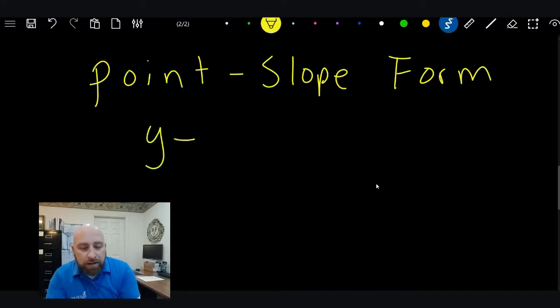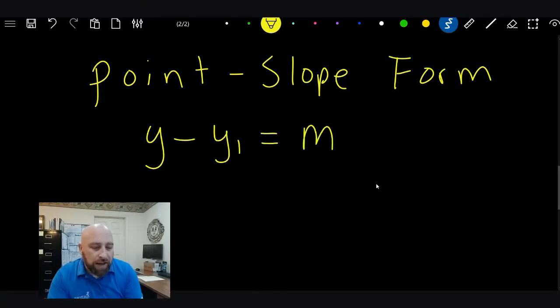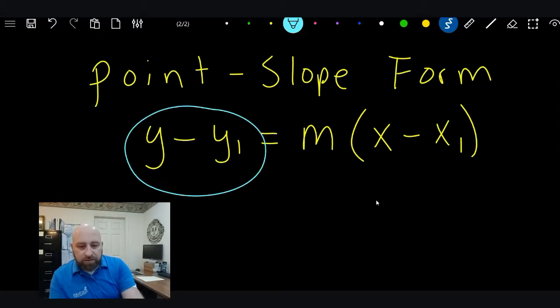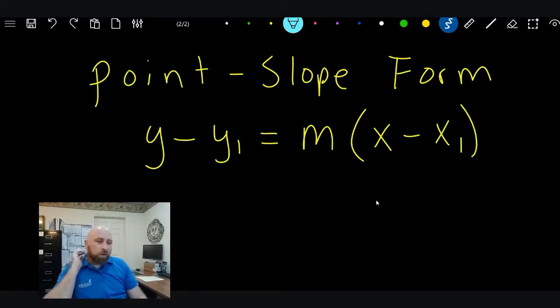y minus y1 equals m times x minus x1. Now, this one's a little bit tricky, and here's what makes it tricky. These make it tricky right here. So you're probably wondering, what is that? What's the y and the y1? I'm going to show you in just a second.